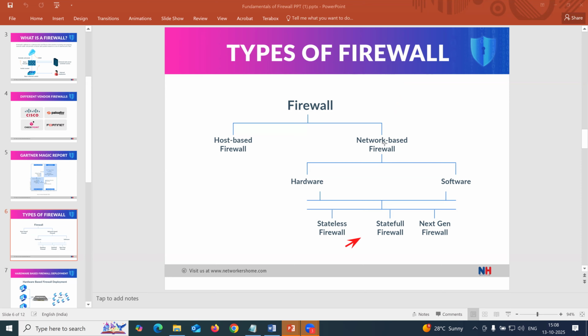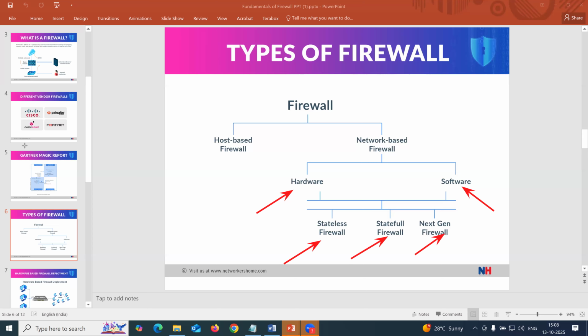So it's a network-based firewall, not host-based. In a network, again, we have two types: hardware-based and software-based. So these are the ways of telling types of firewall. Again, hardware or software can be defined as multiple types. Like you can call it a stateless firewall, stateful firewall, next generation firewall.